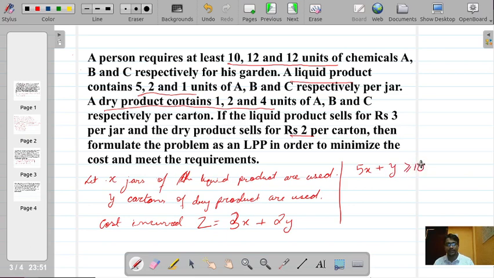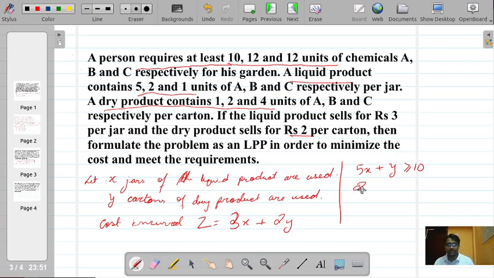You have to understand from the question itself in which case it will be greater and in which case smaller. Here it is mentioned that the person requires at least 10 units, which means he requires a minimum of 10 units of chemical A. So 5x plus y has to be greater than or equal to 10. It cannot be less than 10. That is the restriction.